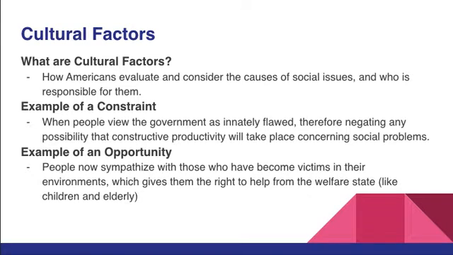How Americans evaluate and consider the causes of social issues and who is responsible for them. An example of a constraint regarding cultural factors is when people view the government as innately flawed, therefore negating any possibility that constructive productivity will take place concerning social problems.